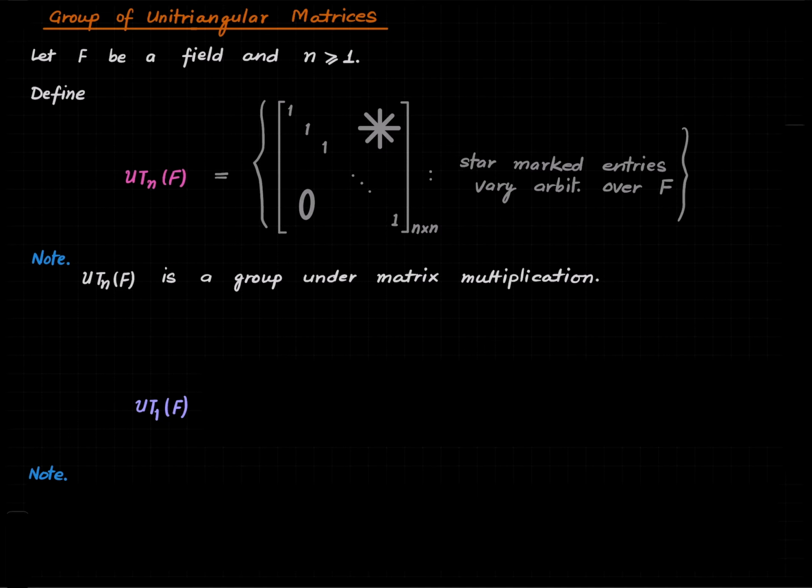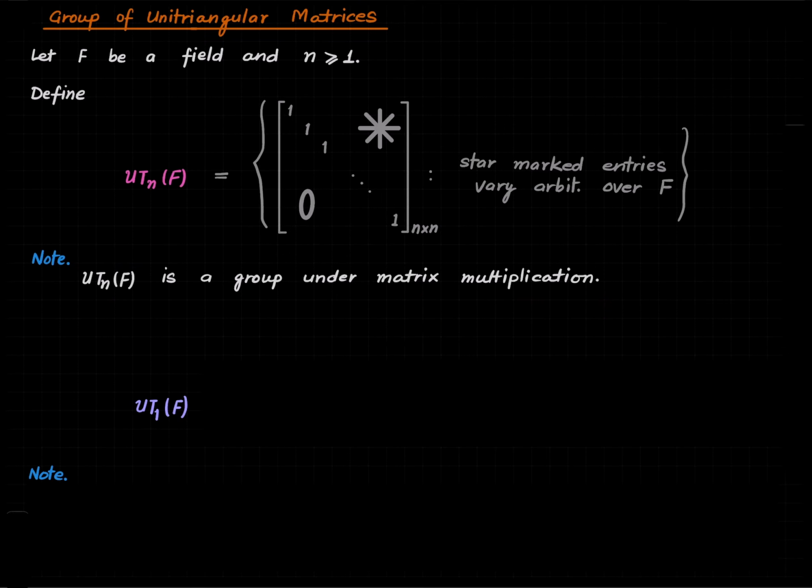Now this is not as easy as verifying the GLNF and SLNF business, but the fact that matrix multiplication is indeed a binary operation on it is not so hard to check. You just have to multiply two matrices of this sort and see that the diagonal entries will remain 1. So that's a very simple matrix multiplication exercise.